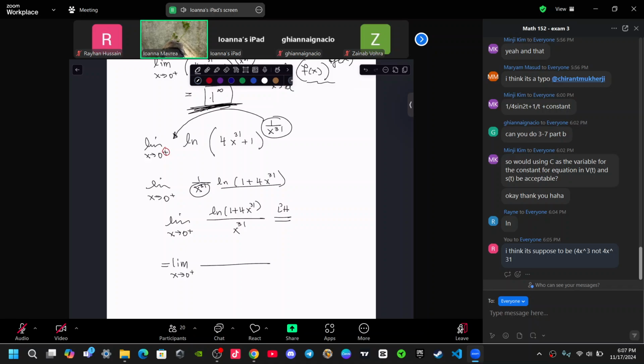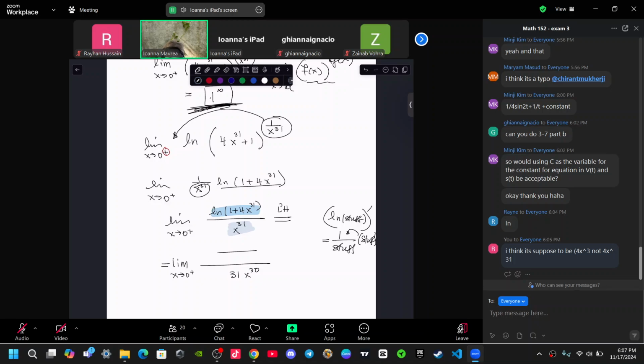So L'Hopital says take the derivative of this separately, stick it in the denominator. So that's going to be 31x to the 30. And then take the derivative of this separately, put it in the numerator. So the derivative of log of stuff is 1 over stuff times the derivative of the stuff. And I'm going to put that in the numerator.